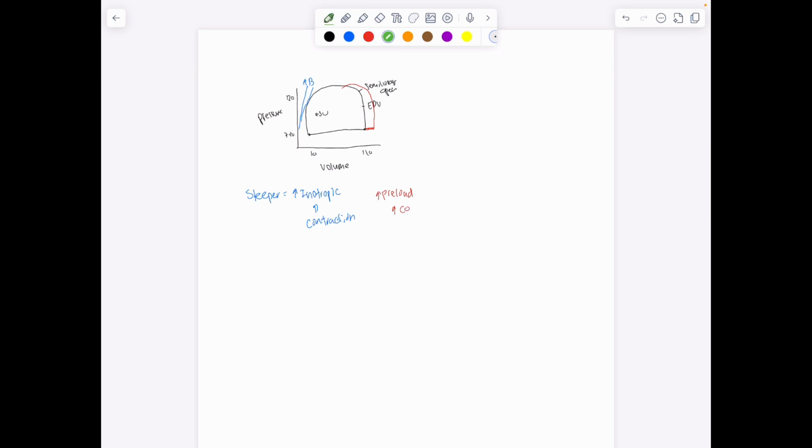And then finally, let's say we have a greater pressure. This is going to be afterload. So an increase is going to cause our graph to look like this. And so this is afterload, explaining how much pressure is needed before the door can open, and that sums up our pressure volume loops.